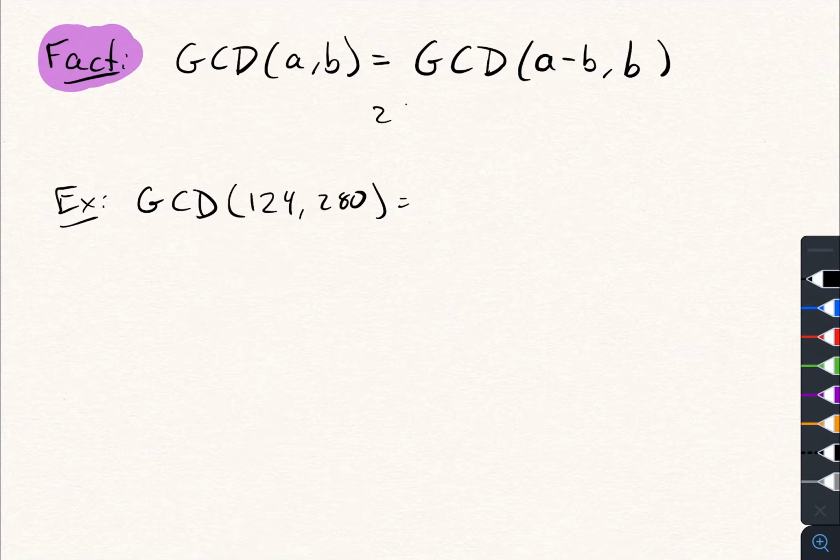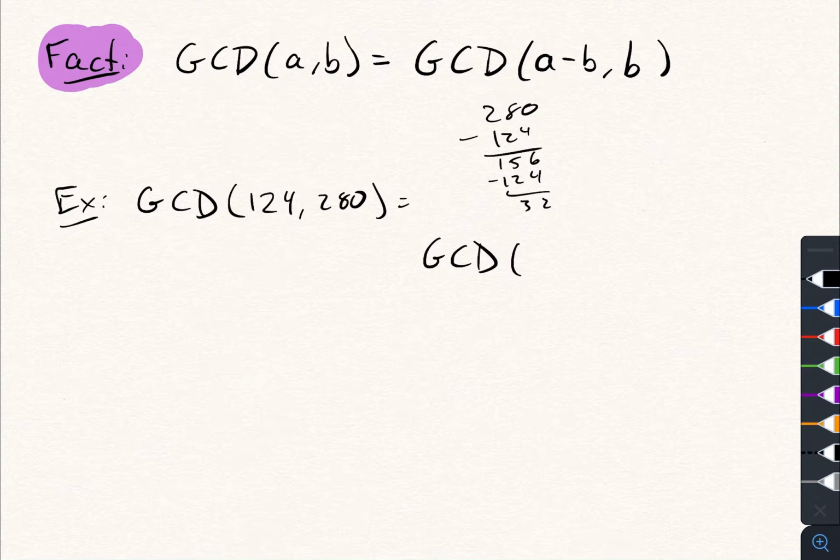What would we get? 280 minus 124, that would be 156. And, well, you could see we could just subtract 124 again. And what do we get? Well, we would get 32. So this would be the same as the GCD of 124 and 280 minus 124 twice, which is 32.